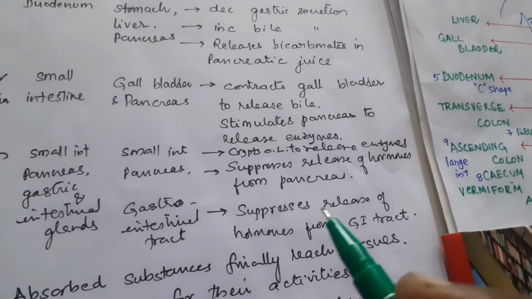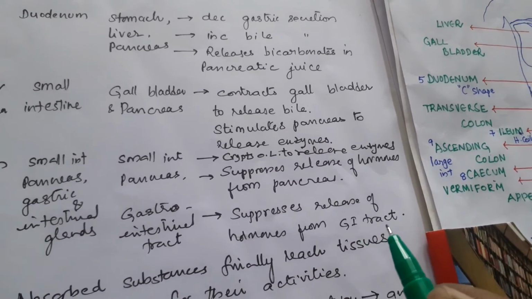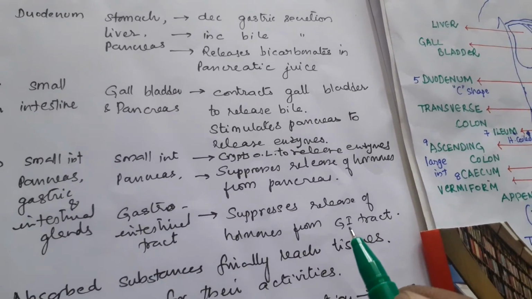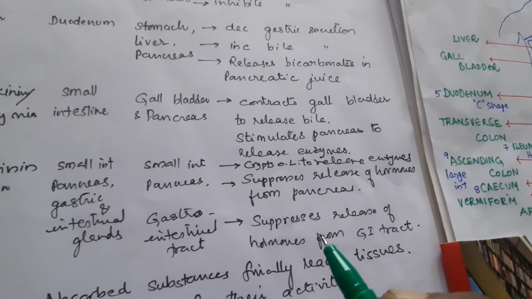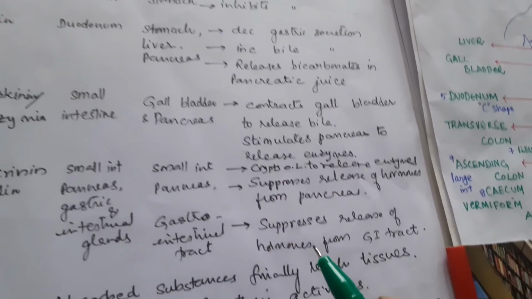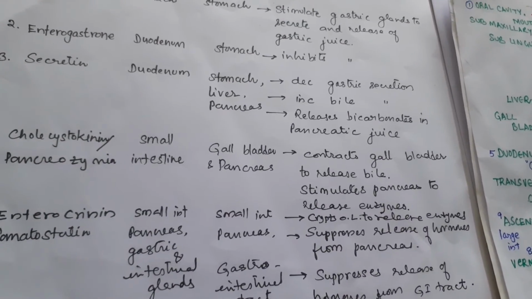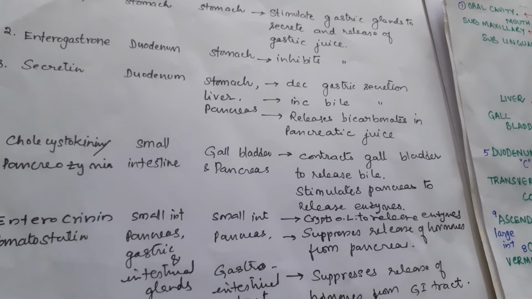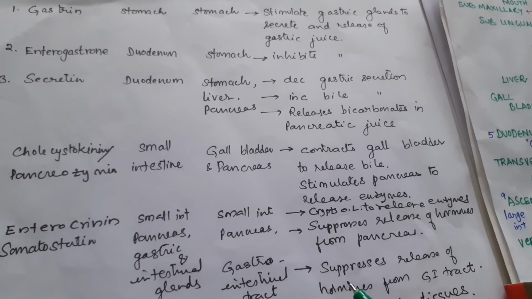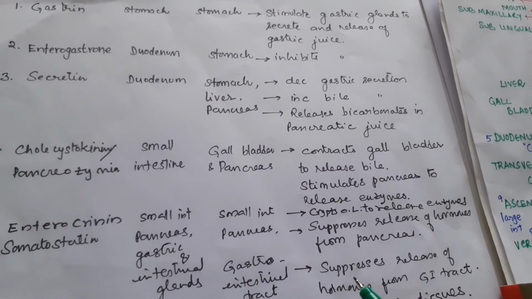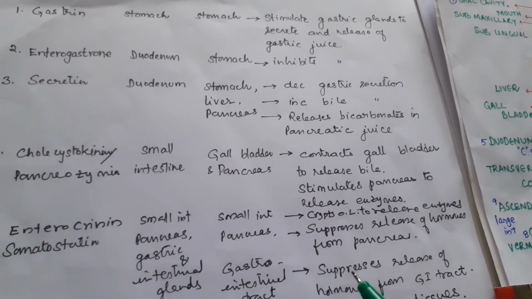It suppresses the release of hormones from the gastrointestinal tract, that means the mucosa of the intestine as well as the stomach, where the digestion of food is completed. Then there is no need for hormones, so the secretion should be reduced and stopped. So this is about the hormones that help in secreting the digestive juices with enzymes.